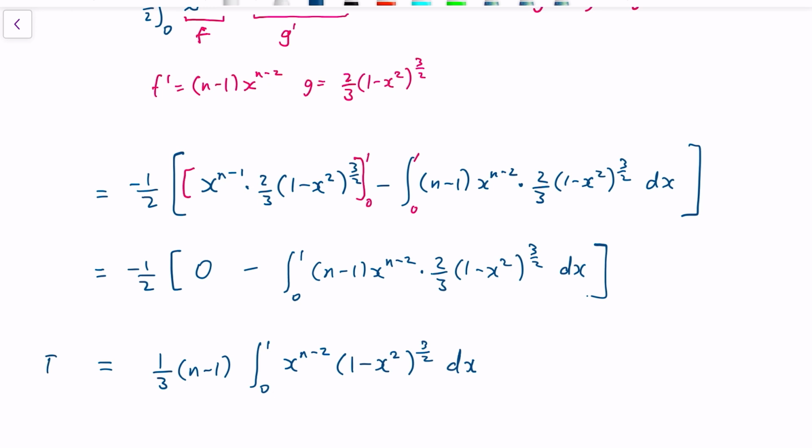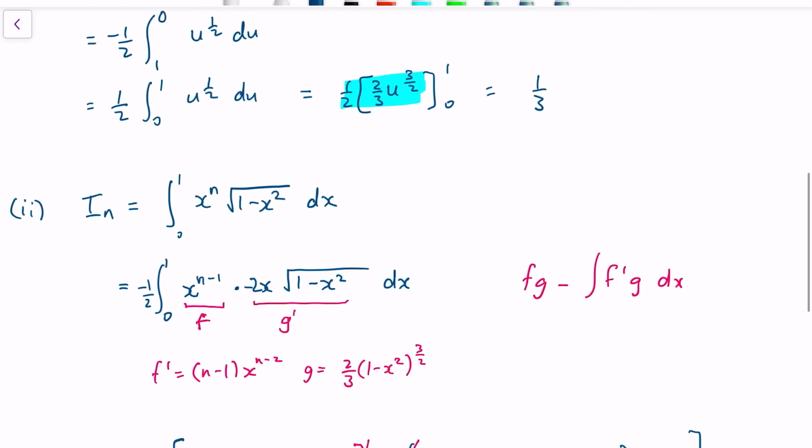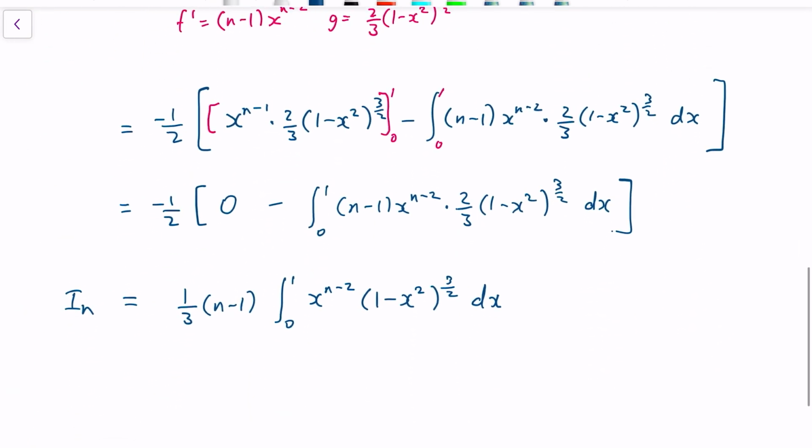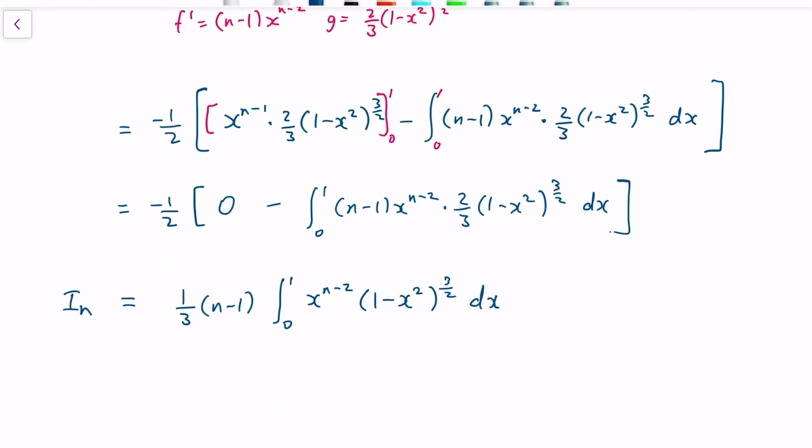Remember that this is all equal to I n. If we go back up to what I n actually is, it's got x to the n, and then it's got 1 minus x squared square rooted. What we've ended up with is very similar, but we've got 1 minus x squared to the power of 3 over 2. So here comes the trick.